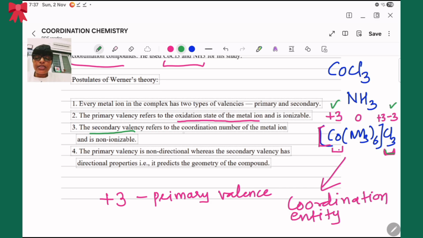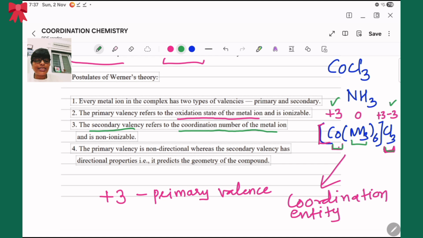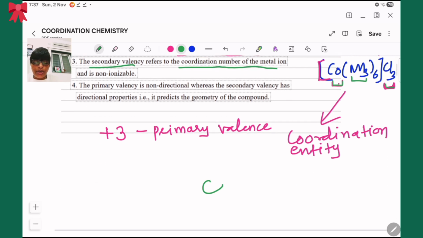The secondary valency is nothing but the coordination number of the metal ion, and it is non-ionizable. This is very important. Now when you look at cobalt, how many ligands have surrounded it? How many coordinate bonds are there around it? So ammonia is 6 times, it's written over here. So cobalt actually is making 6 bonds with ammonia, which I'll just draw and show you.